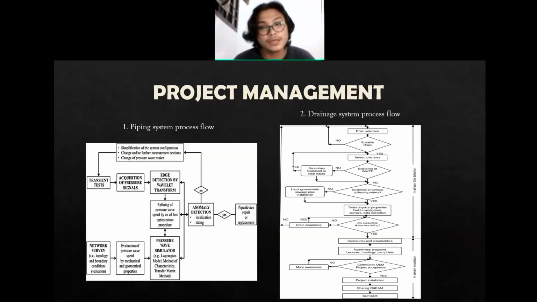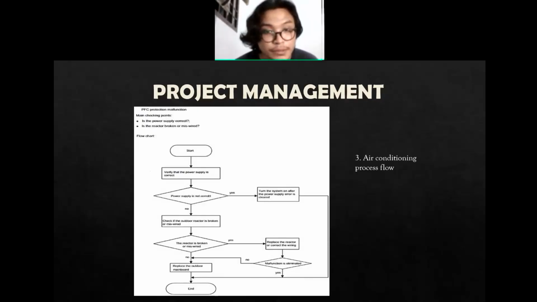So this is okay. For how we want to solve the problem statement, firstly, it is a flow diagram. The first picture shows the piping system process flow. The second is the drainage system process flow. You can see it on the figure. So, next slide.